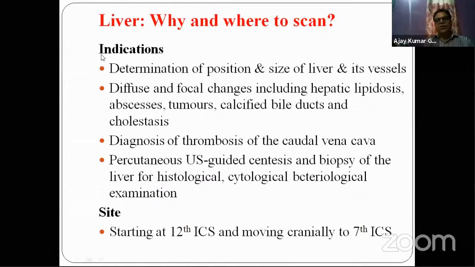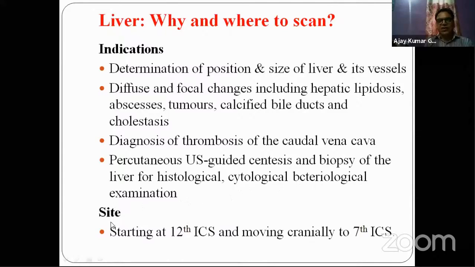Liver. What can be seen in the liver, or what are the indications? To determine the position and size of the liver and its vessels, diffuse and focal changes in the liver can be detected, like in case of hepatic lipidosis, abscesses, tumors, calcified bile ducts, and cholestasis. We can also diagnose thrombosis of the caudal vena cava and perform percutaneous ultrasound guided centesis or obtain a biopsy of the liver for histological, cytological, or bacteriological examination.